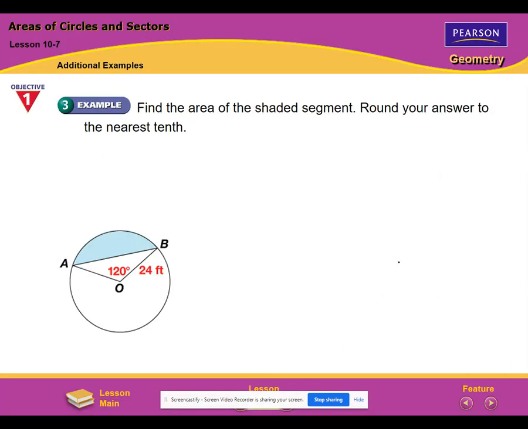So here's a segment, right? It's bound by the arc AB and the segment that has endpoints A and B, segment AB. This shaded region is what's known as the segment of a circle, okay? And the area of the segment, and I like to do this all in one calculation, is the area of the sector minus the area of the triangle.